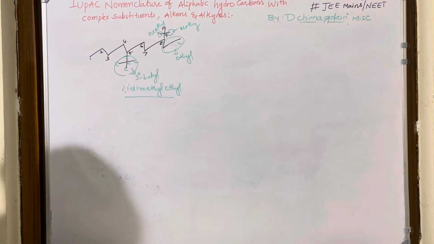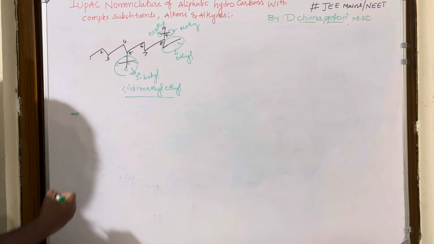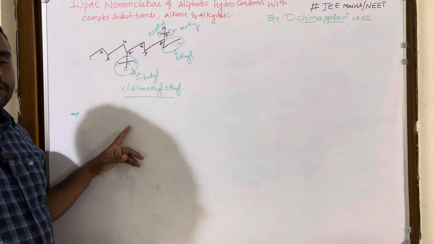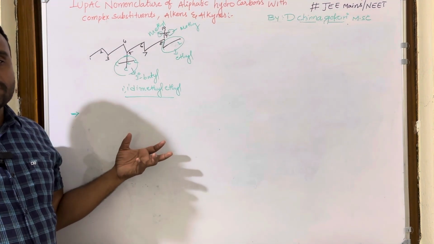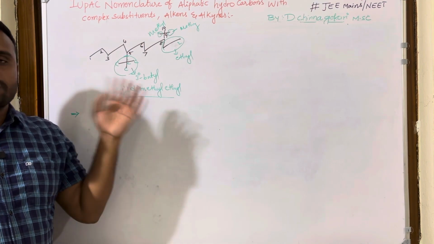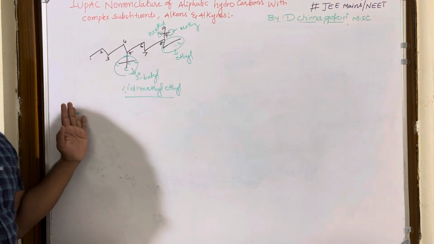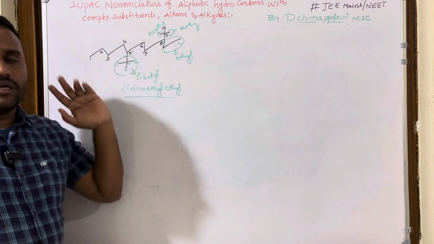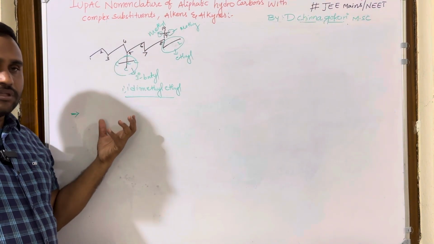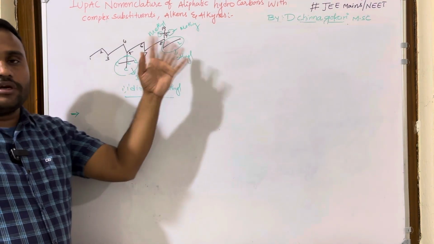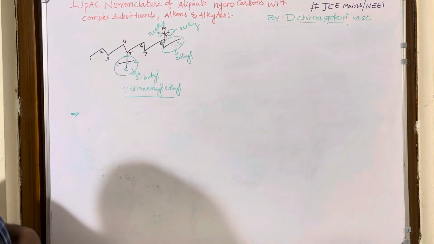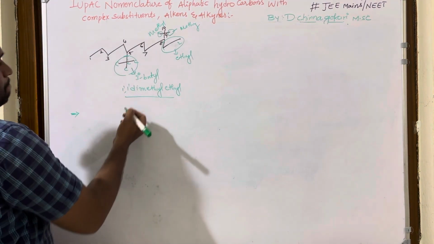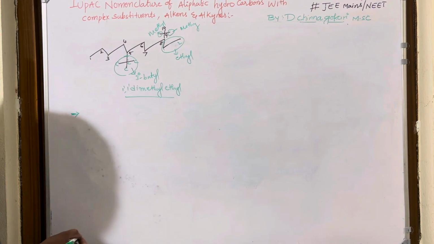To give the name of this compound, we first write the name of the substituents, then primary prefix, root word, primary suffix, and secondary suffix. Here no need to worry about the primary prefix and secondary suffix, because this is an open chain compound and there is no functional group. So what is the name of this compound now?